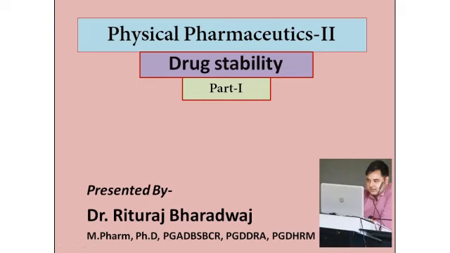We all know that drugs are supplied to the patient in the form of different formulations, isn't it? Sometimes we give the drug as a tablet, sometimes as a capsule, sometimes syrup, suspension, emulsion, whatever. After the preparation of this formulation, it takes some time to reach the patient, right? And from the time the formulation has reached the patient till the complete consumption of that formulation, it needs to be stable. That is the stability of the drug.